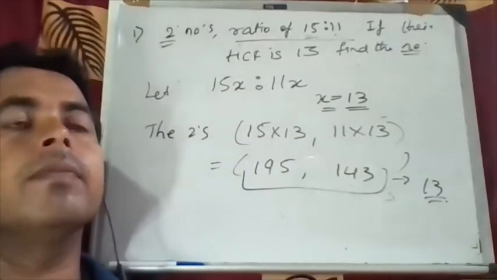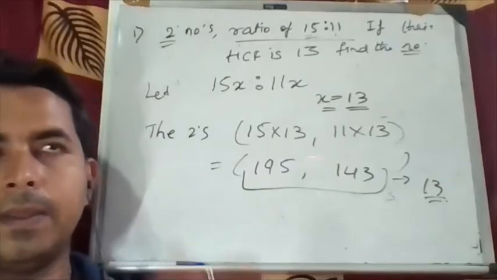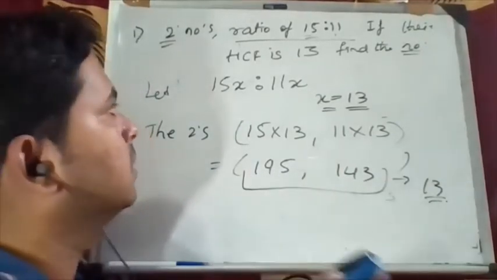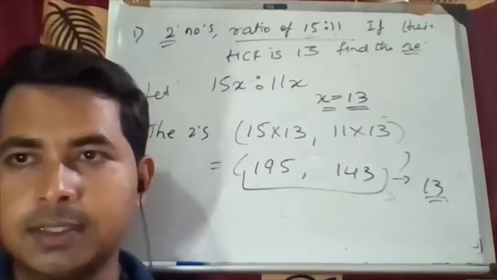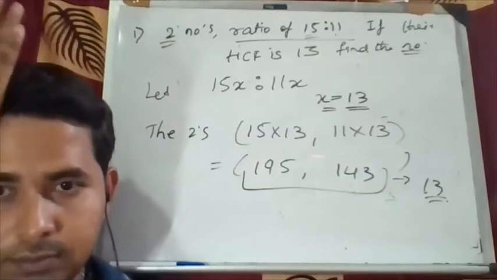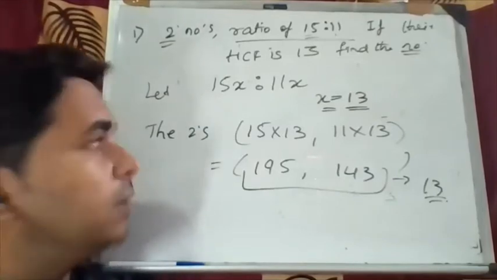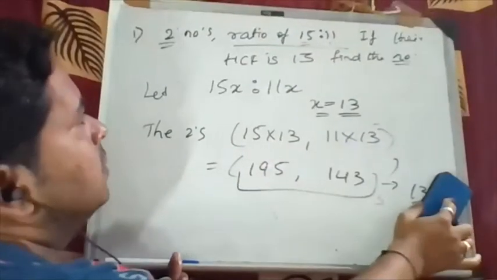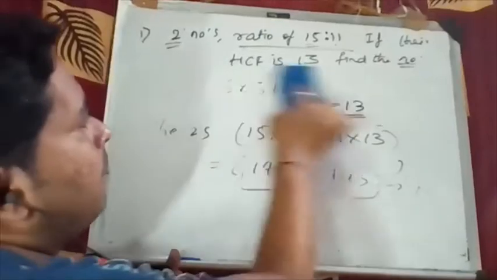Any doubt in this? First you have to take the x value, then multiply with 15 and 11. Similarly, I'll take one more problem.